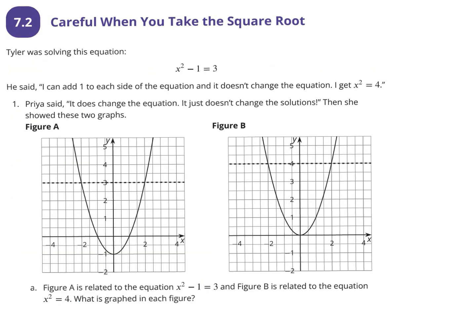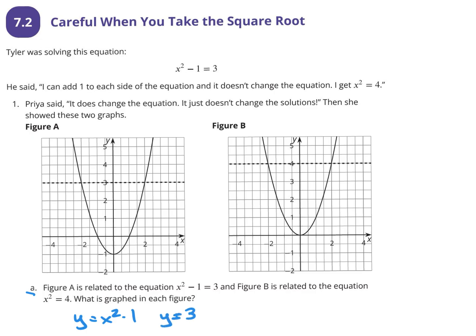Okay, what are we looking at here? Tyler was solving the equation x squared minus 1 equals 3. Then he said some words, and Priya said something back. A, looking at the first one. Figure A is related to x squared minus 1 equals 3. What does this mean? This means that y equals x squared minus 1 and y equals 3.